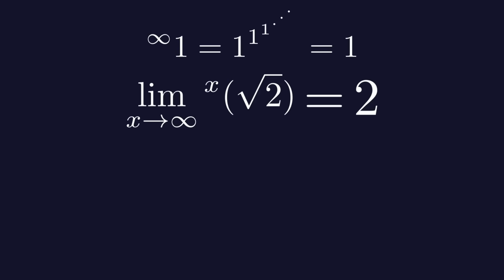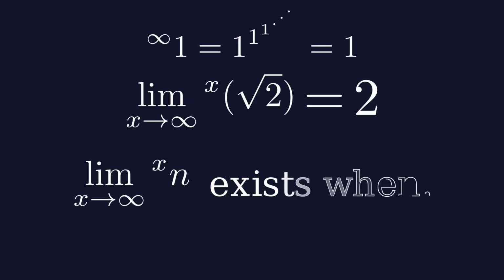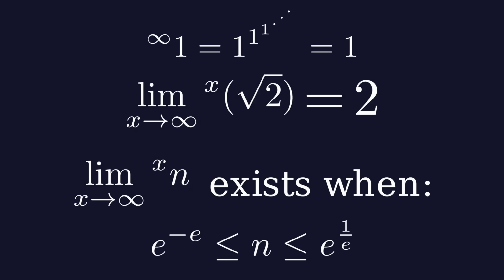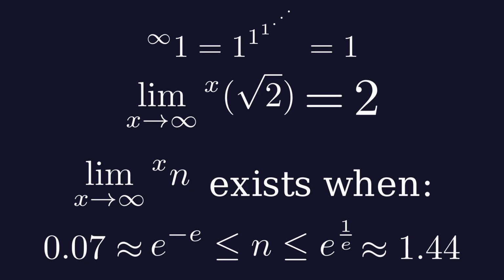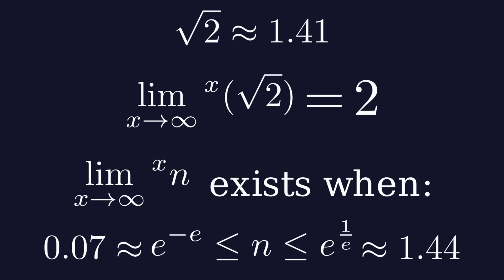The limit exists when we tetrate a number that's between e to the power of minus e and e to the power of 1 over e, which is an interval from around 0.07 to 1.44. The square root of 2 falls within this range.